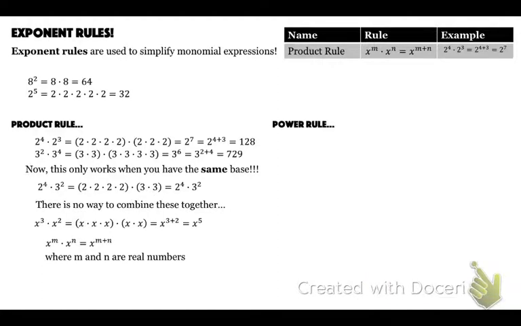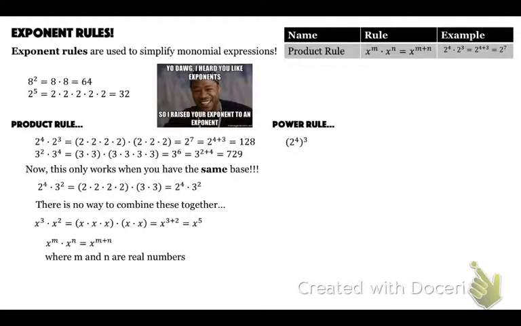Okay, let's look at the power rule. So if we had 2 to the 4th to the 3rd power, well, let's just work outside in. So 2 to the 4th cubed means we have 3 2 to the 4ths. Yo dawg, I heard you like exponents, so I raised your exponent to an exponent. Okay, anyways. So we have 2 to the 4th times 2 to the 4th times 2 to the 4th.